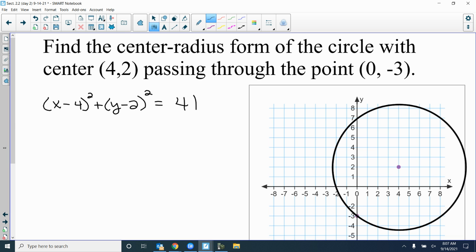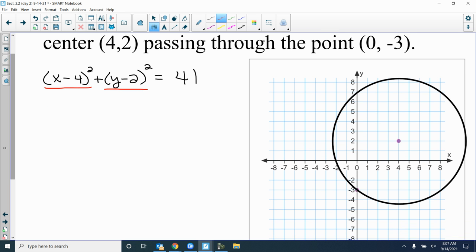Now, where'd that 41 come from? A couple different ways you can get it. You know the center, so you should know this. It's got to be (x - 4)^2 + (y - 2)^2. It's got to be that. You can't change it. We don't know the radius. The radius is the length between the center and any point on the circle.